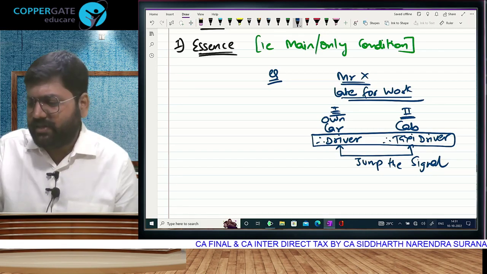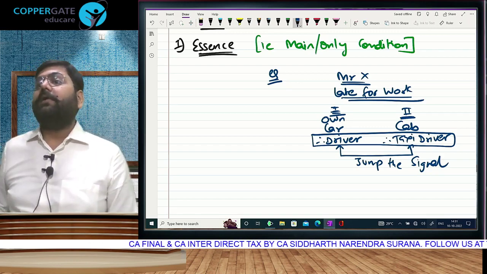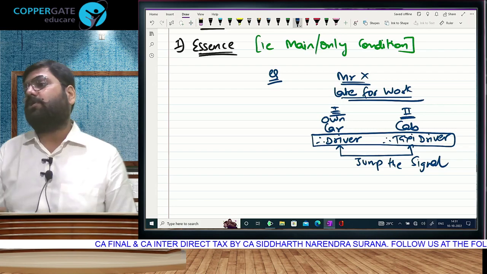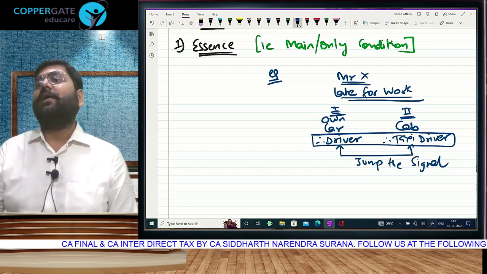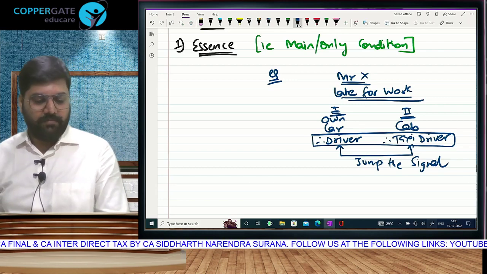My question basically is, in a situation where you are asking the driver to jump the signal and the driver does not obey, does not comply with your instruction, you can take action against whom? Own driver, taxi driver, both of them, none of them?